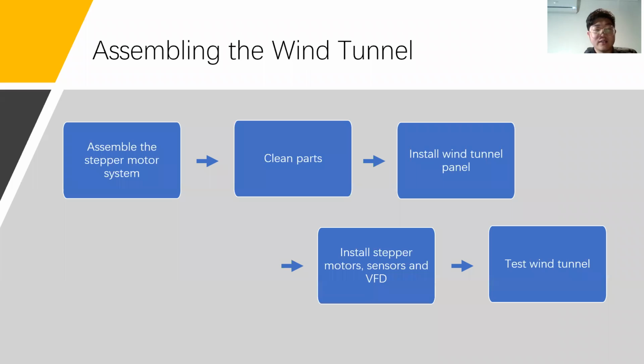And then the next part is assembling the wind tunnel. There are 5 steps. The first is to assemble the step motor system. The second, we will clean each part. Then we will install the wind tunnel panel. The fourth, we will install the step motor and sensor and VFD. The last one, when we finish the assembling, we will test the wind tunnel.